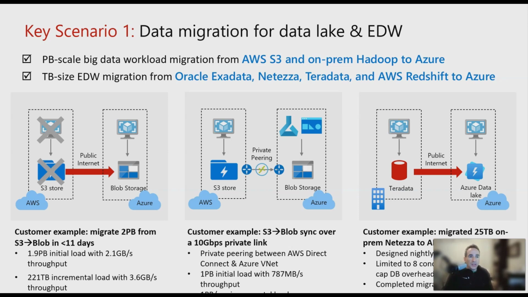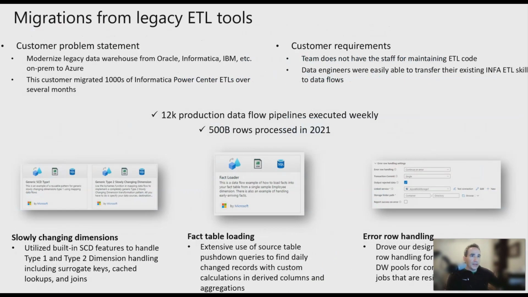Now, because we have connectors to all of these, migration becomes a very easy, simple thing to do within Data Factory. And because you can adjust the amount of throughput and the parallelization and all the different knobs you have on the copy activity, it makes migration a very common workload that you'll find in Data Factory.